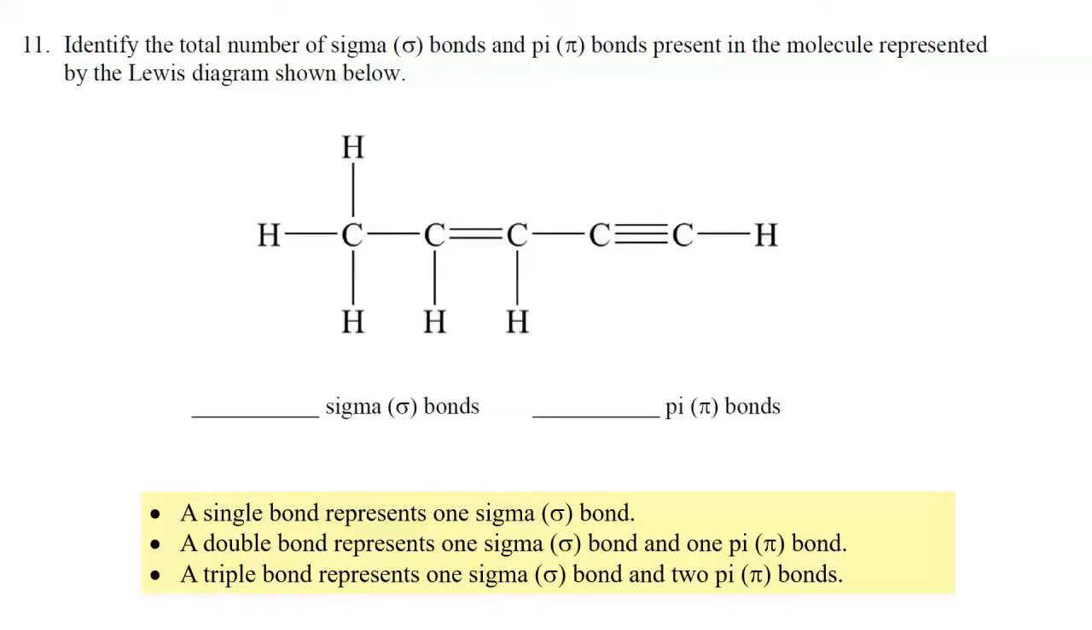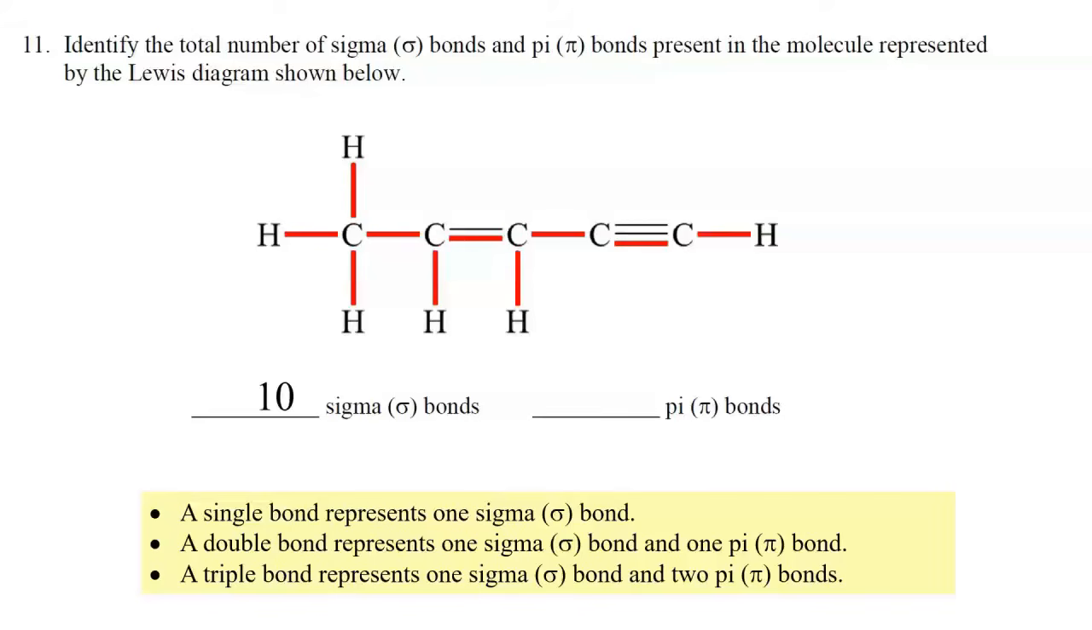I'll start by counting all of the sigma bonds in this Lewis structure. So I see 1, 2, 3, 4, 5 single bonds. Now I do see a double bond, but that's 1 sigma and 1 pi, so I'll count one of those dashes. Then there's another single bond. Now I have a triple bond, but that would be 1 sigma and 2 pi, so I'm going to count one of those dashes. So there is a total of 10 sigma bonds that I have counted so far.